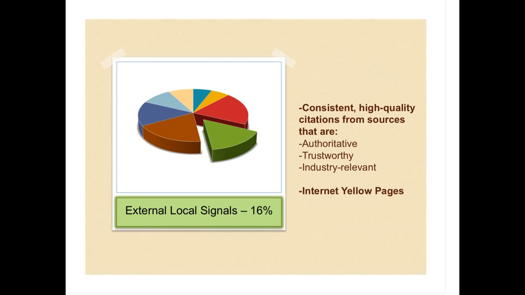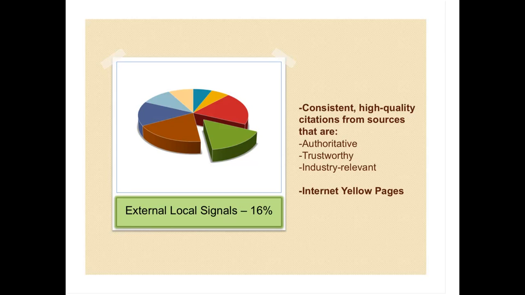Next, we have external local signals, and that consists of 16% of the ranking factors. And these are consistent, high-quality citations from sources that are authoritative, trustworthy, and industry-relevant. Not all of them will be industry-relevant, but you want to make sure that the ones that are, you want to be on those, because that makes up a good portion of how you rank for local SEO in the search engine.